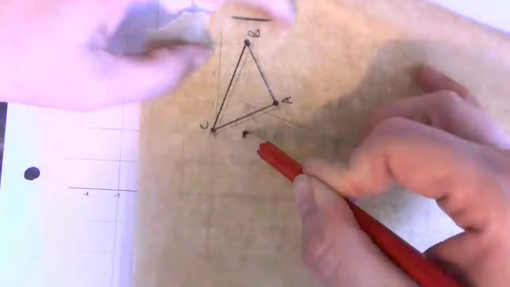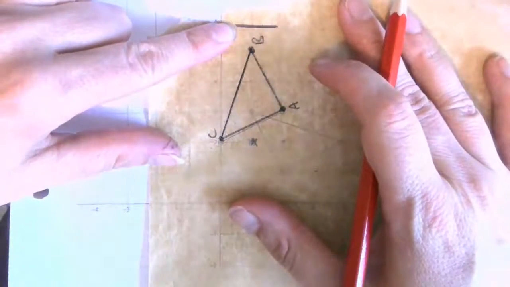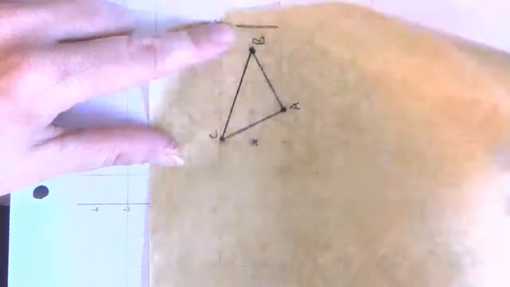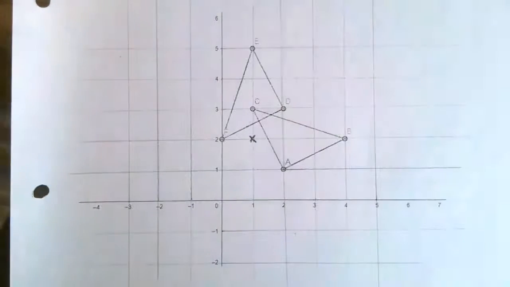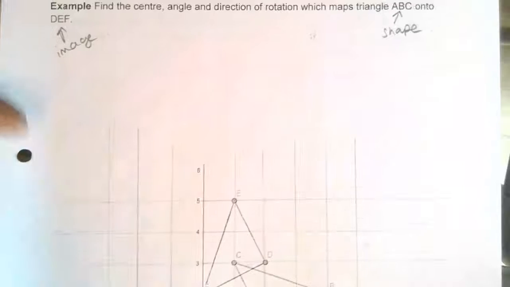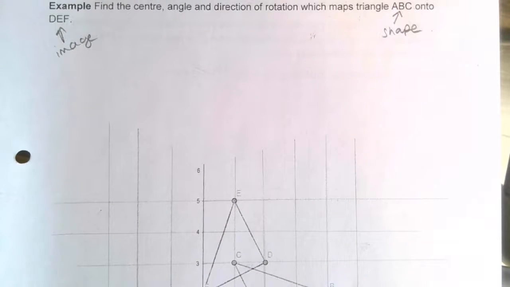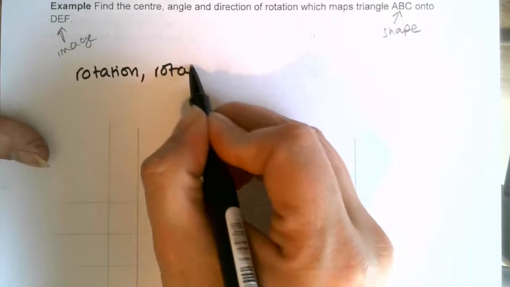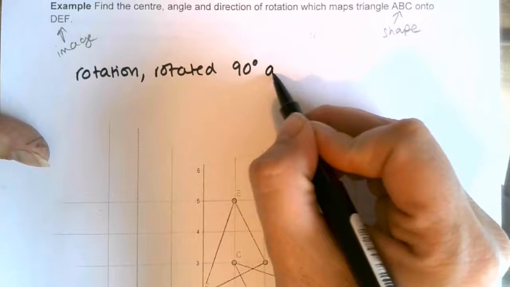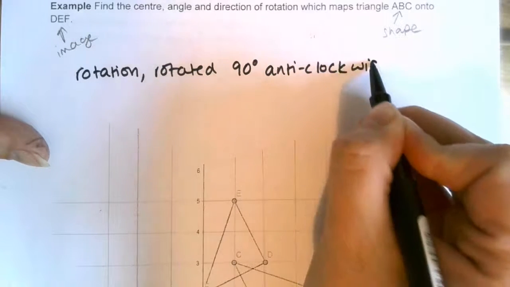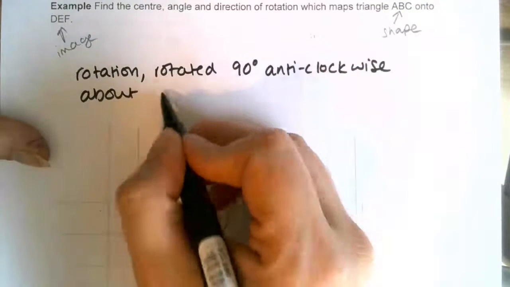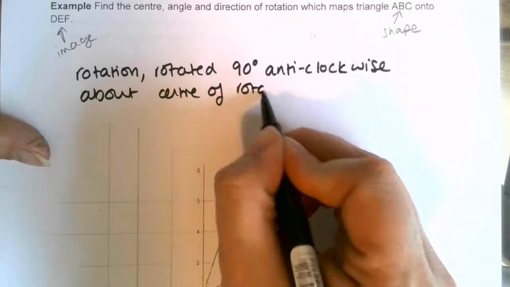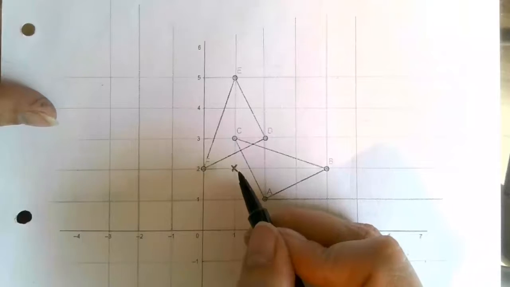There. So see how that has ended up horizontal now, so it must have been a 90-degree turn, right? So let's make a note before I forget everything. Now, if you're asked to describe a transformation, we spoke about this a little bit in the enlargements. So if you're asked to describe a transformation, always say what it is. So it is a rotation, and it's rotated 90 degrees anti-clockwise about the center of rotation, that was there, which is the point 1, 2.